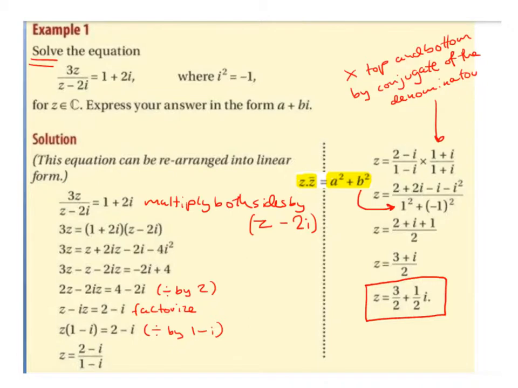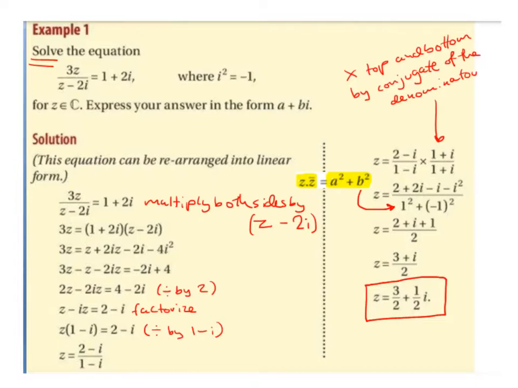So the denominator is 1 minus I, so we're going to multiply the numerator and the denominator by 1 plus I. So we end up with 2 minus I multiplied by 1 plus I, which gives us 2 plus 2I minus I squared, and 1 minus I multiplied by 1 plus I. The quick way to do this is to square the real part, so 1 squared will give us 1, and then square the imaginary part, so minus 1 squared will also give us 1, and 1 plus 1 is 2.